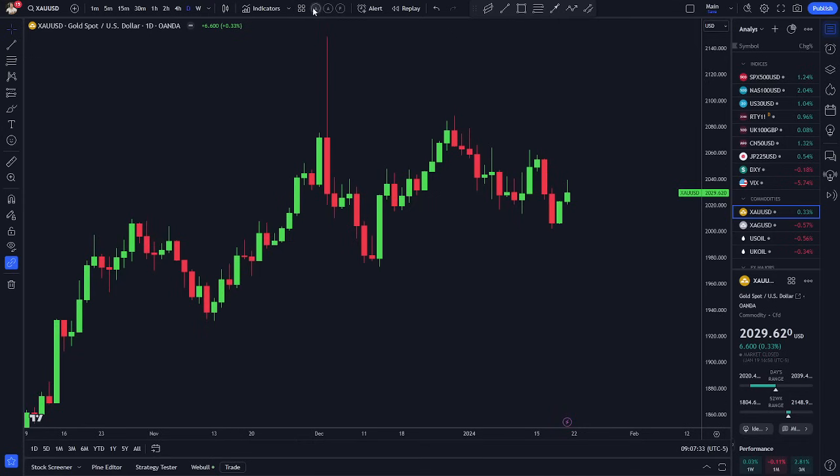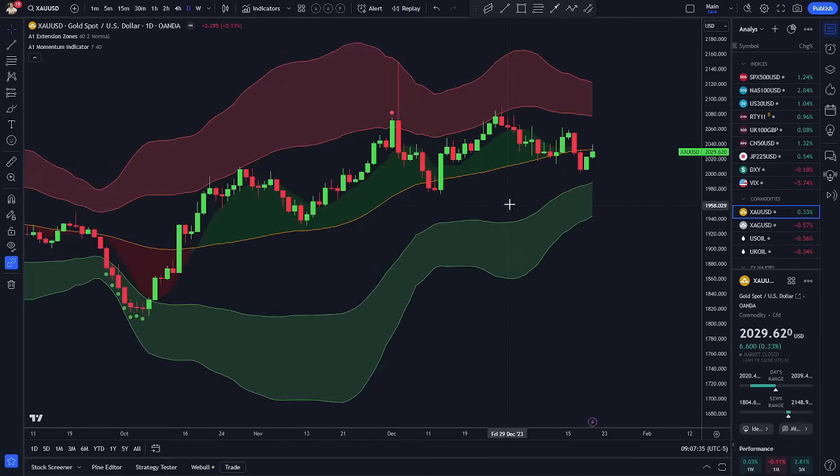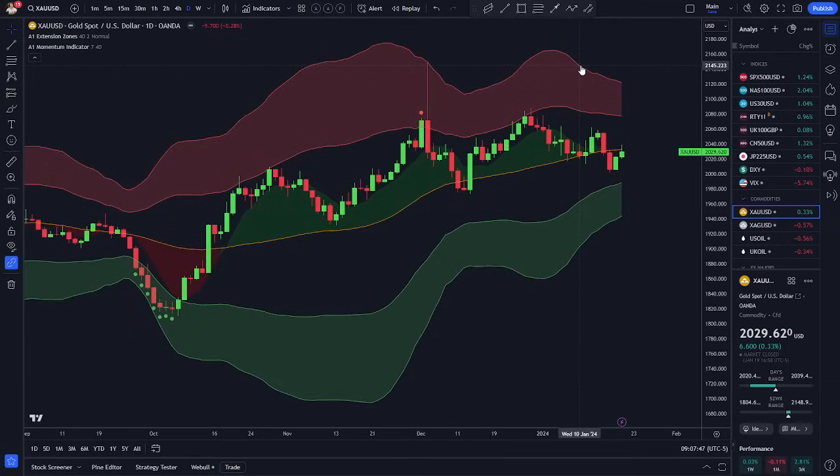The first thing I want to point out is that I don't necessarily think gold here is at any sort of extreme. We're not necessarily overbought, and we're not necessarily oversold, as marked by the A1 extension zones indicator, which, by the way, is available now on our website. You can find it at a1trading.com, or I'll leave a link down below in the description.